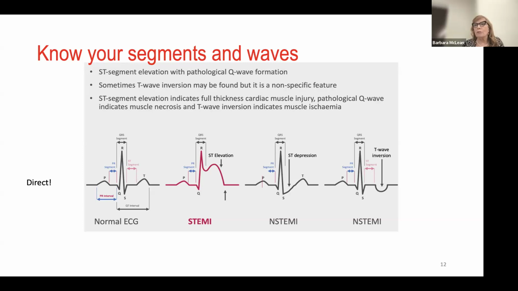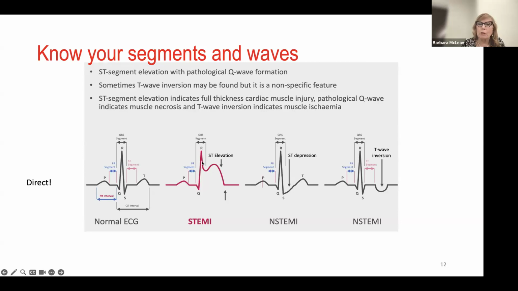Now, it's really important to know your segments and waves, and it's not really my purpose to go over these basic structures, but what I want to remind you about is that you have a baseline, and that baseline is the line before the P wave, not after the P. That's the PR segment. That can move. The ST segment can move, but the line between the prior T wave and the P wave, that line defines my horizontal axis on my EKG. And it's from that line that I'm going to count up to my ST segment elevation.